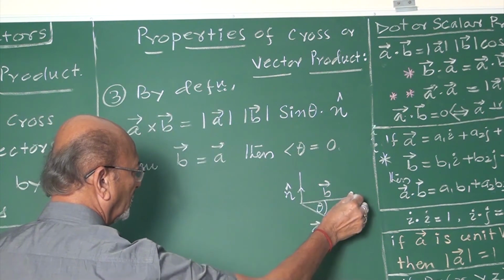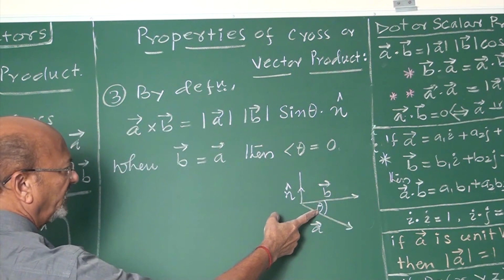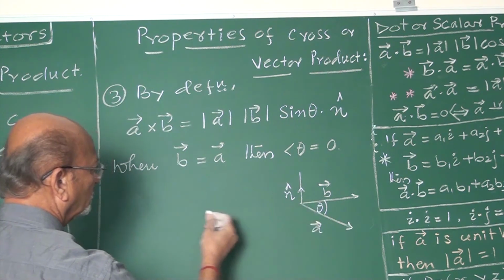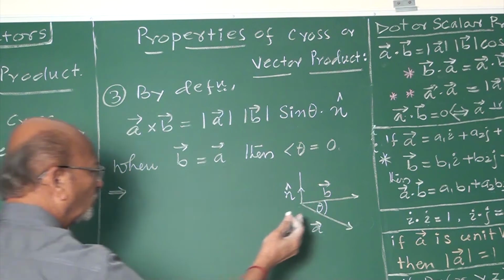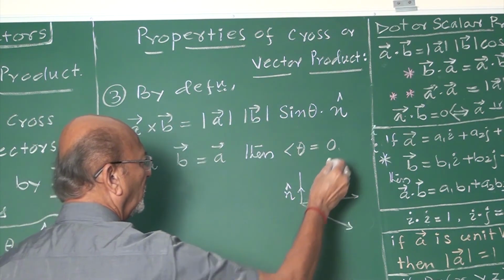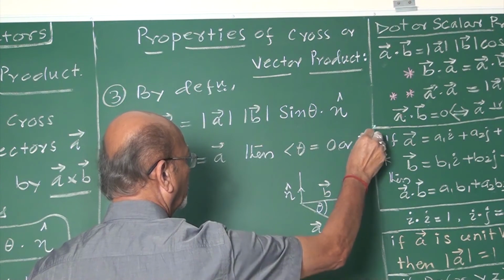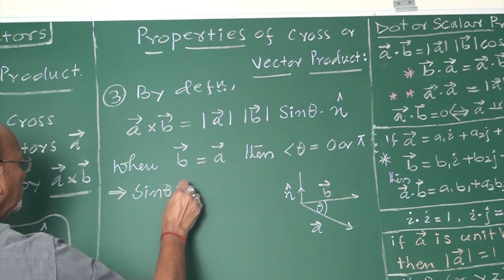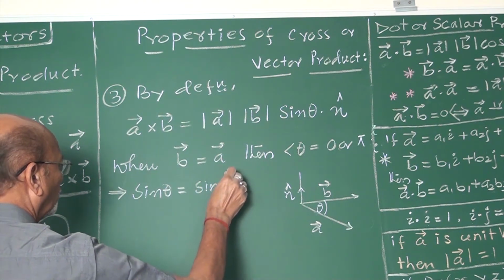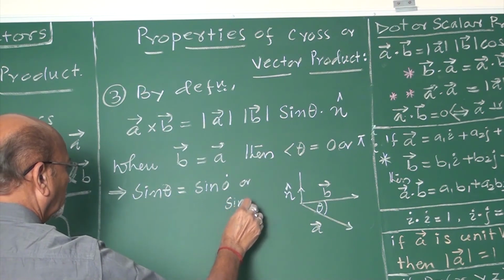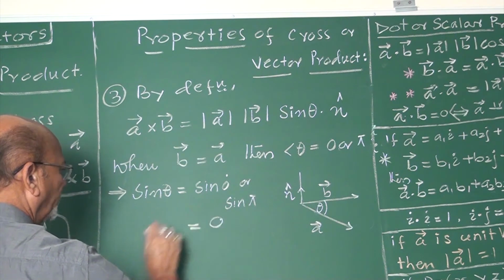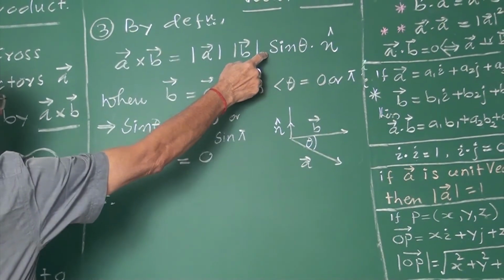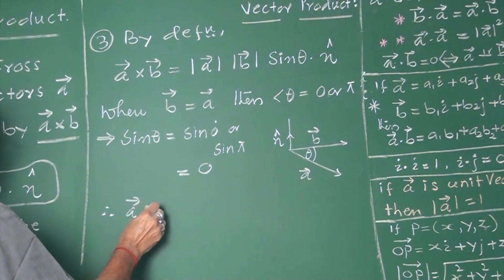Yes, my friend. When B equal to A, this theta becomes 0. Otherwise the angle may be a straight angle, pi. Therefore, sine theta is either sine 0 or sine pi. But in both the cases, sine 0 is 0, sine pi is 0. Therefore, putting sine theta equal to 0.